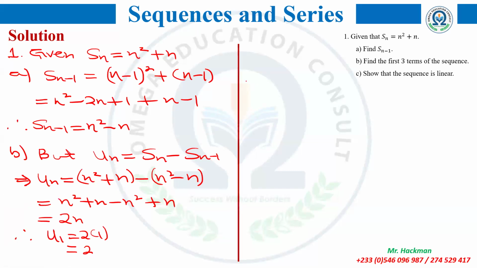So now we are left with u sub 2. So u sub 2 will be equal to wherever you see n in u sub n, you are going to get what? Substitute 2. So it will be 2 into 2, which will give us what? 4. And the last one, which is the third term, u sub 3, will be equal to 2 into 3. And that will be equal to 6. Yes, sir. Okay, very good. So we are done with B.